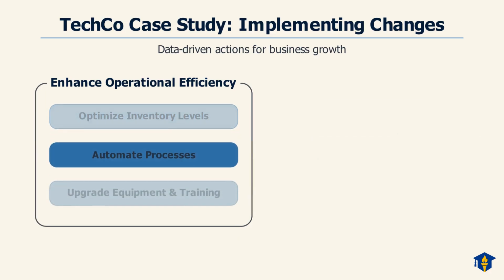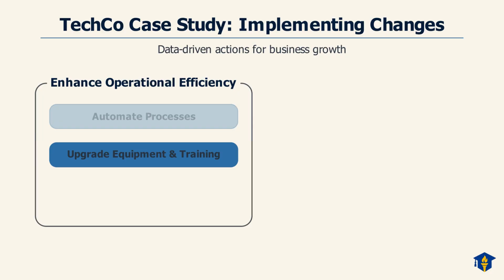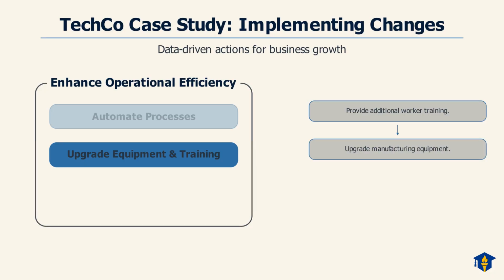Automating various processes was another significant improvement. This meant investing in RPA tools for the supply chain. The aim was to shorten order fulfillment cycle times for better service. Upgrading equipment and providing training were also crucial. This included offering more training programs for the workforce. They also upgraded their manufacturing equipment to improve production.